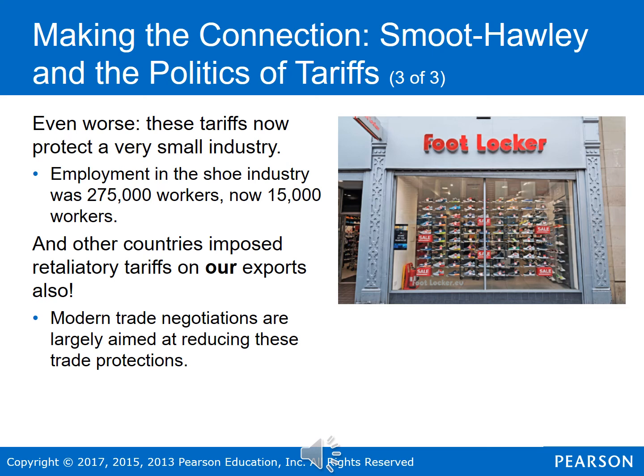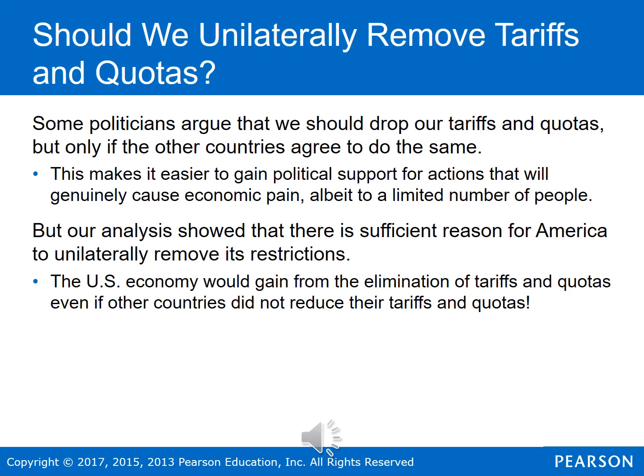So most modern trade negotiations are aimed at reducing these trade protections between countries. So when two countries, or multiple countries, get together for a trade agreement to reduce these tariffs, the countries involved try to reduce the tariffs on both sides. So it makes it easier for exporters and importers in both countries to trade with each other. So some politicians argue that we should drop our tariffs and quotas, completely get rid of them, only if other countries agree to do the same. So that requires going to each country and making agreements with them to each lower our tariffs on each other.